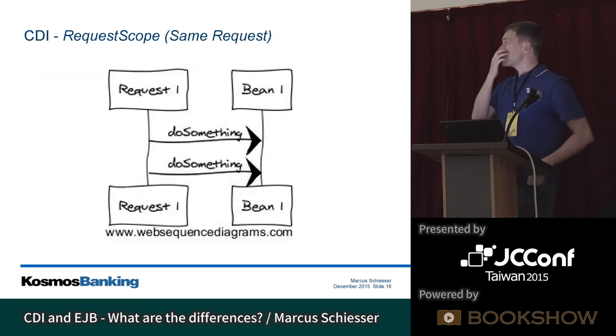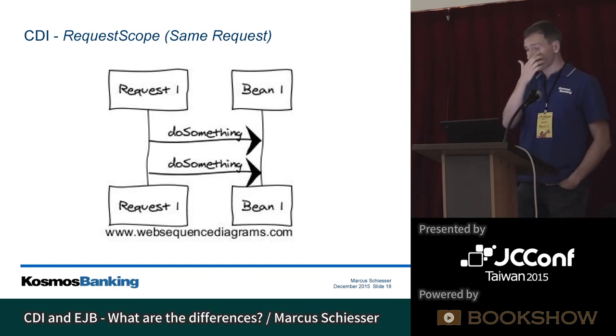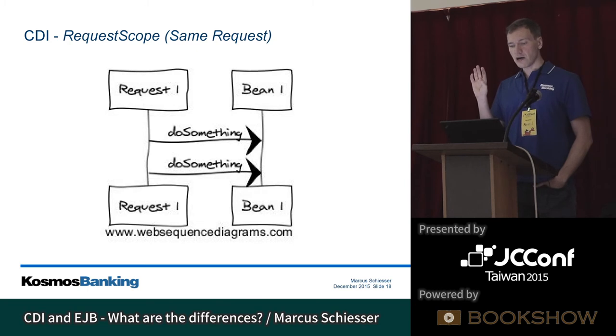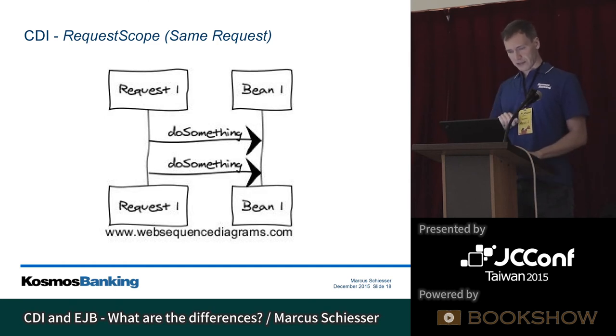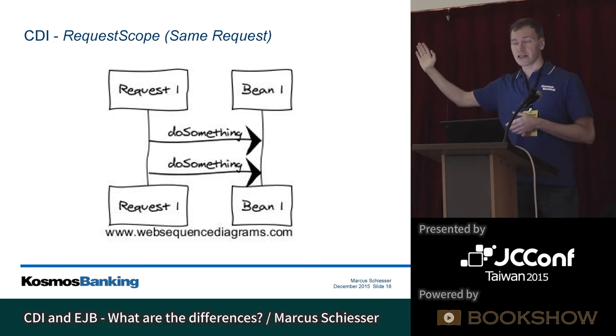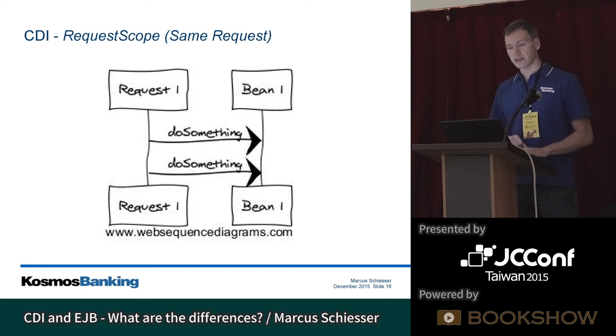And then we take a look at that. Now we have such a request scope bean in CDI. And we're calling a method of a bean in the context of this request. And we do it two times from the same request, and we see we're always getting the same bean instance because we're calling from the same context. The context for a request scope bean is the request. That's the important thing.